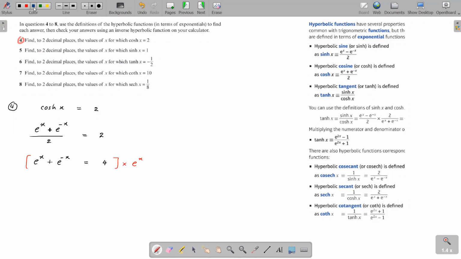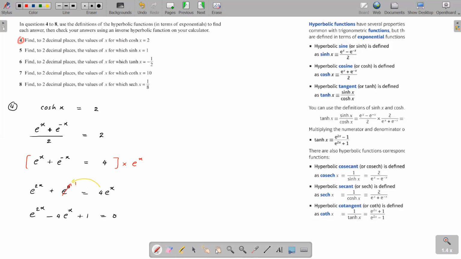So I'm going to end up getting here e^x into e^x is e^(2x) plus e^(-x) into e^x is e^0, 4 times e^x. All right, guys, so e^0 is 1. So we get here e^(2x) minus 4e^x. So guys, I'm taking this over here, okay? So e^(2x) minus 4e^x plus 1 is equal to 0.